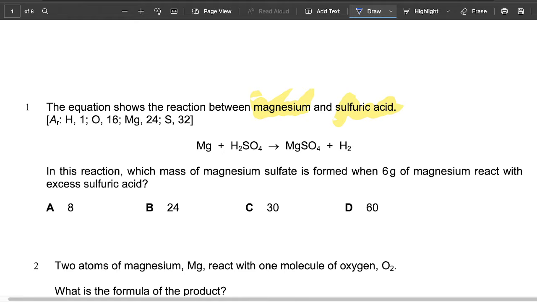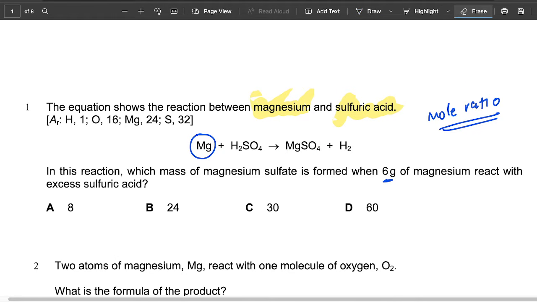Then it says, in this reaction, which mass of magnesium sulfate is formed? For any type of question like this, we look at the mole ratio. We need to find the moles for magnesium, because they've given us 6 grams, and then with that information, we can find the mass of magnesium sulfate.